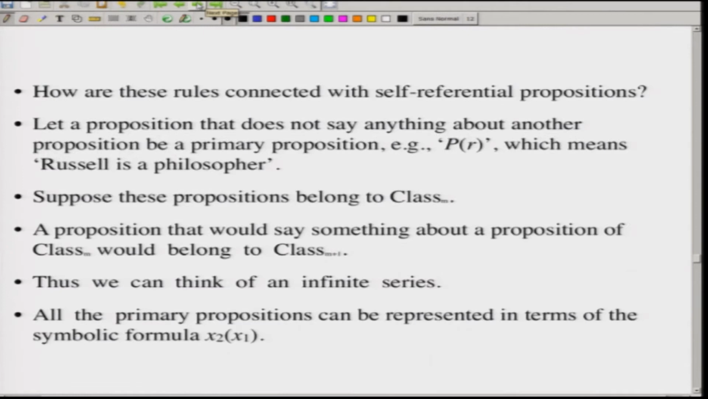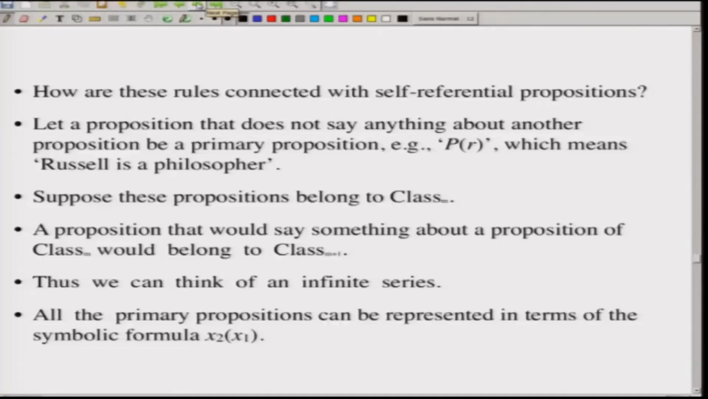The point is, how are these rules connected with self-referential propositions? How do they prevent those things from happening? This is how they do it. Let a proposition that does not say anything about another proposition be a primary proposition. For example, we have PR, which means Russell is a philosopher. It is a primary proposition. Suppose these propositions belong to class M. A proposition that says something about a proposition of class M would belong to class M plus 1.